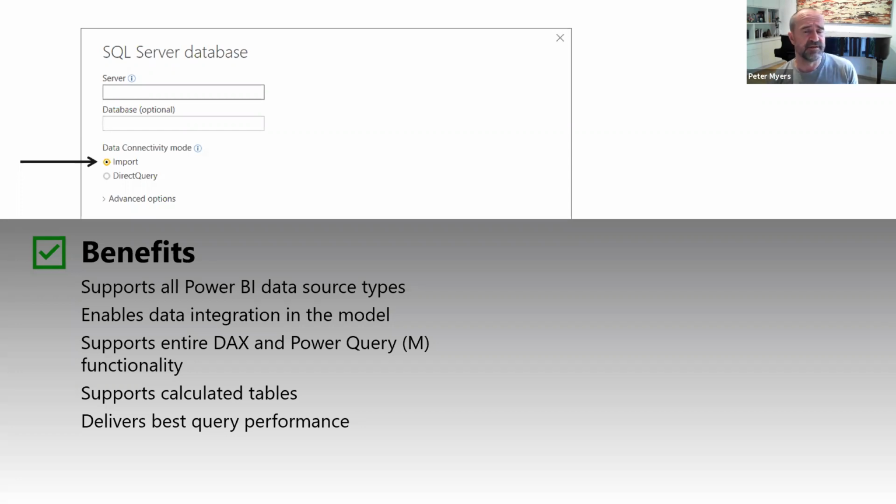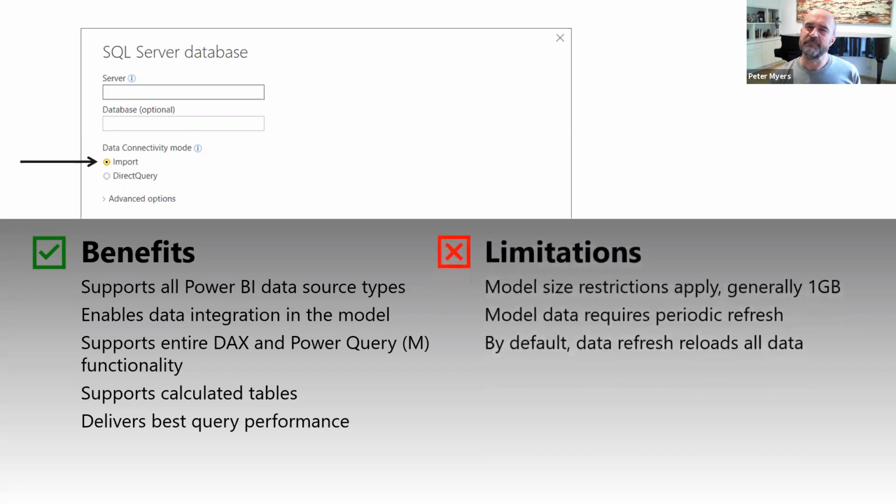And why does it do this? Because when data is imported into tables, it is compressed and it is optimized and indexed for highly efficient filtering, grouping, and summarization. It is optimized for analytic query workloads. Now, while these are compelling benefits, there are limitations. And the fact that we're importing data and that storage space or memory where these models must be hosted isn't infinite, then we do have limitations. And the general limitation is that your model cannot exceed 1 gigabyte in size.